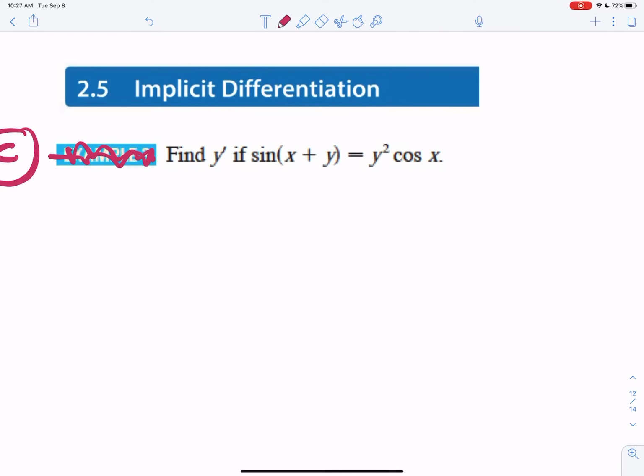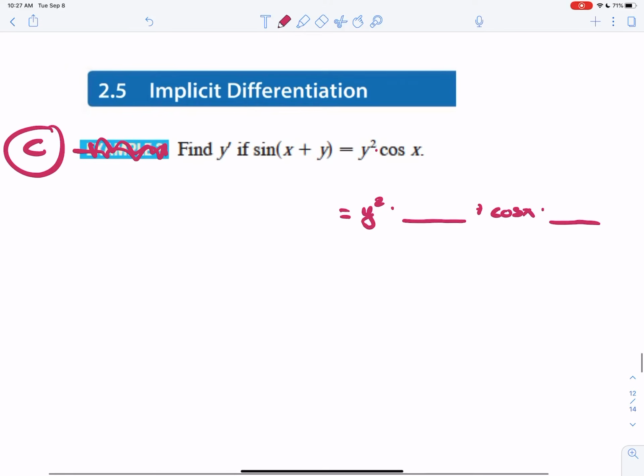Clearly, this is implicit. We have multiple variables on both sides. Nothing is isolated here. So both sides, you've got to be very careful. Let's take care of the right side first. Clearly, that is a product, so we have to apply the product rule. So that's going to be the first times the differential of the second plus the second times the differential of the first.